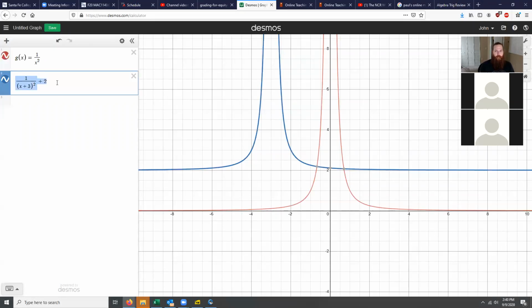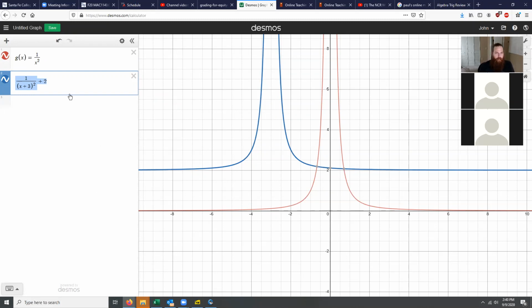A few weeks ago, we would have had no idea what this graph looks like, and we would have had no idea how to get it. But the basic idea is that now, as long as you have a decent library of parent functions, you can come up with lots of other functions by recognizing them as transformations.